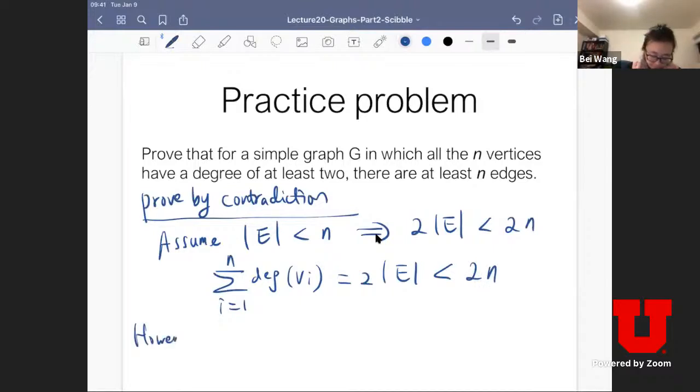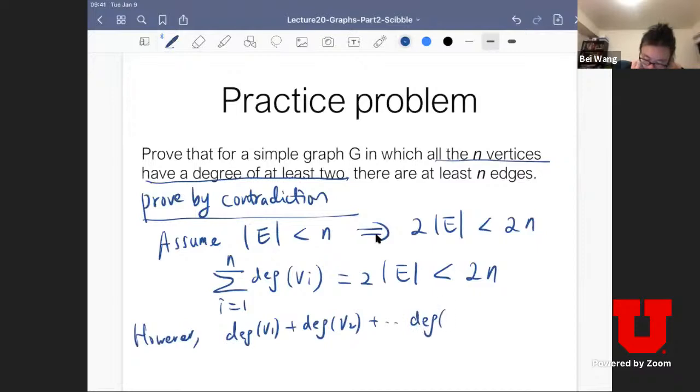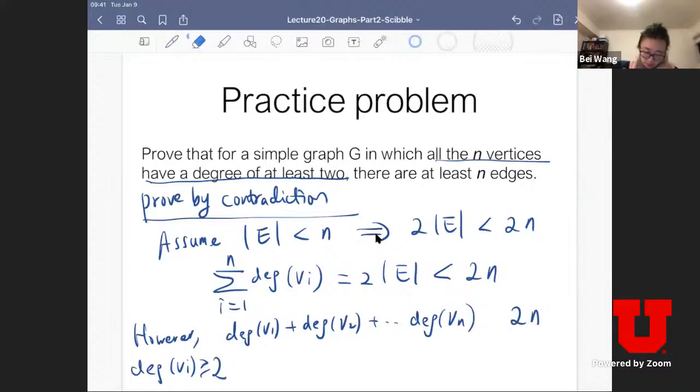However, because we say all the vertices have a degree of at least 2, by the definition, we know that degree of V1 plus degree of V2, and so on, since each degree of Vi is bigger or equal to 2, if I add them all together, that is bigger or equal to 2n. And this left-hand side is exactly the summation of all the degrees.